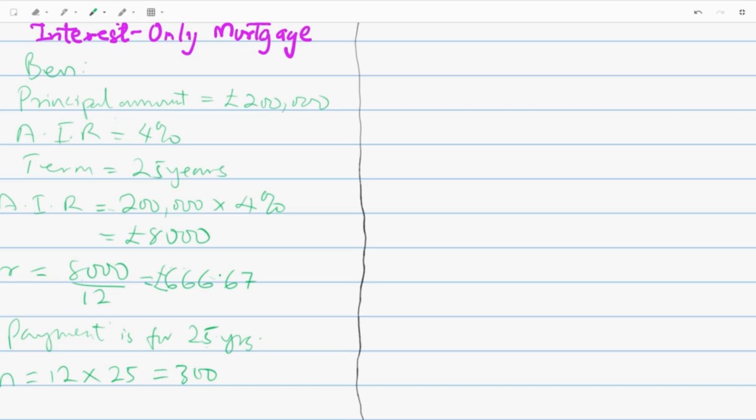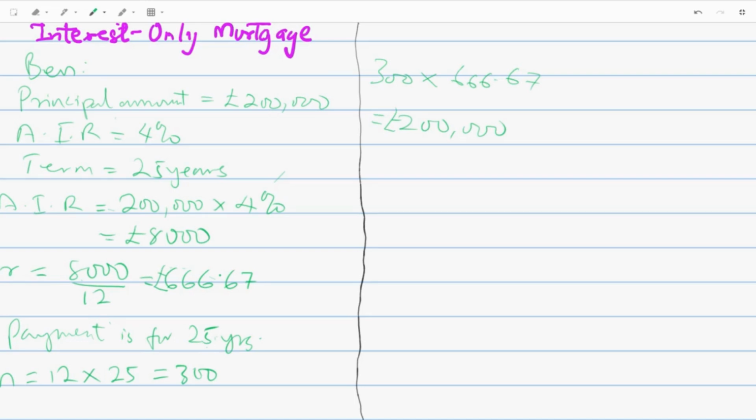What we have to do now is multiply 300 times 666.67. This will give us, I'm just punching my calculator here, roughly £200,000.